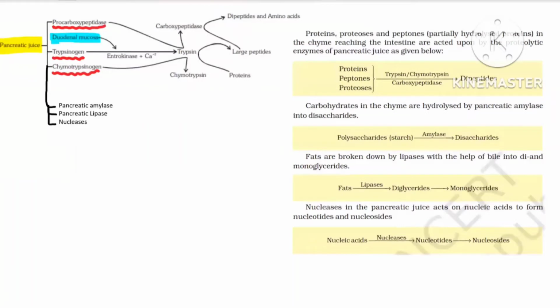Next, they contain the carbohydrate digesting enzyme, pancreatic amylase. Breakdown of fat is achieved with the help of pancreatic lipase. Next, digestion of the nucleic acid is with the help of nucleases. So the pancreas is releasing enzymes to digest all biomolecules. For protein, proteolytic enzymes. For carbohydrate, it is amylase. For lipid, it is lipase. And for nucleic acid, it is nucleases.